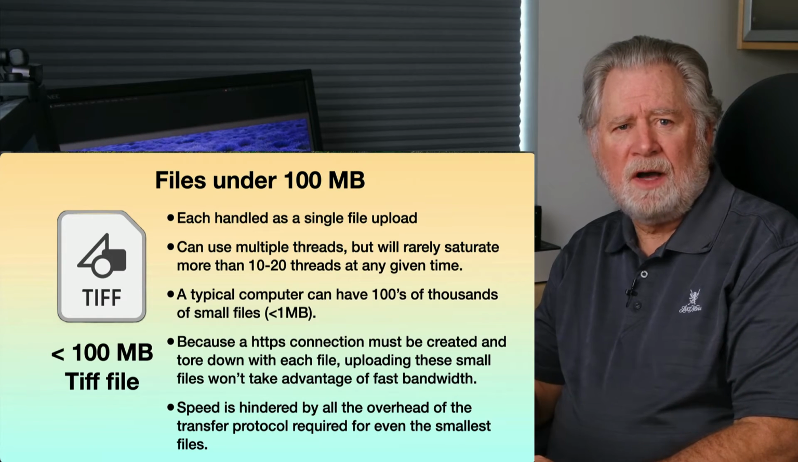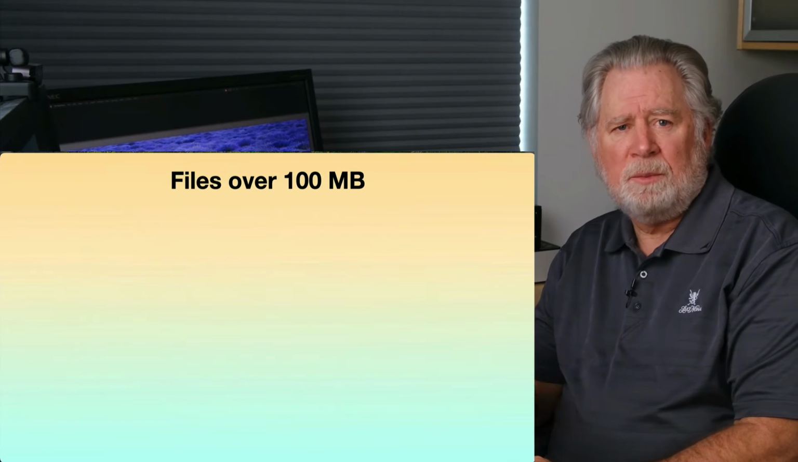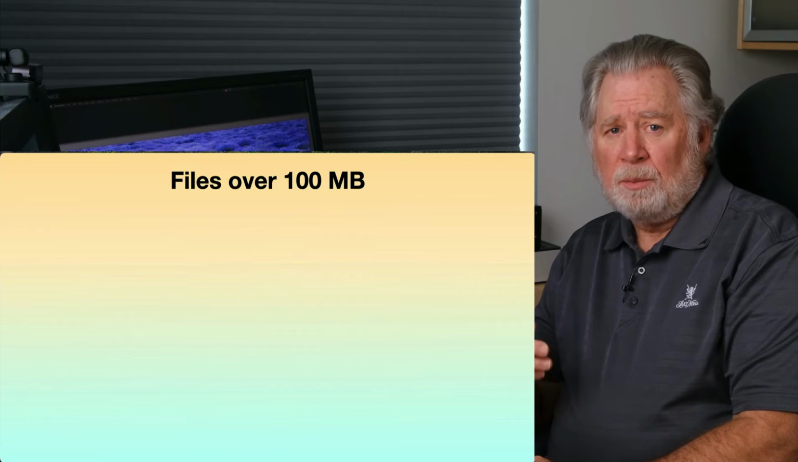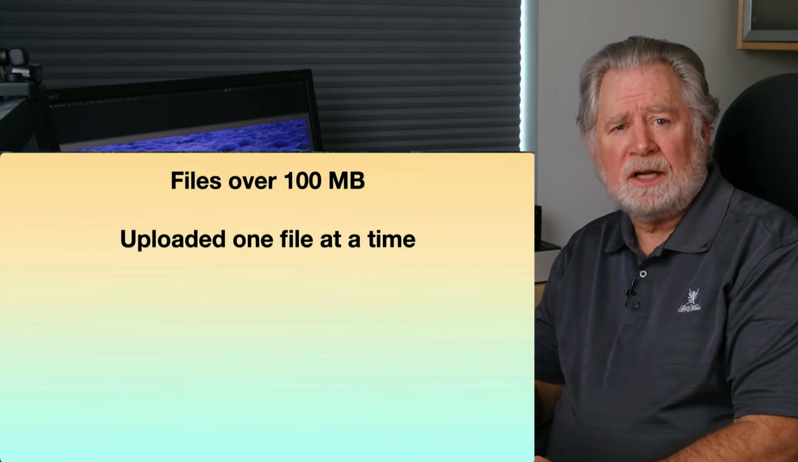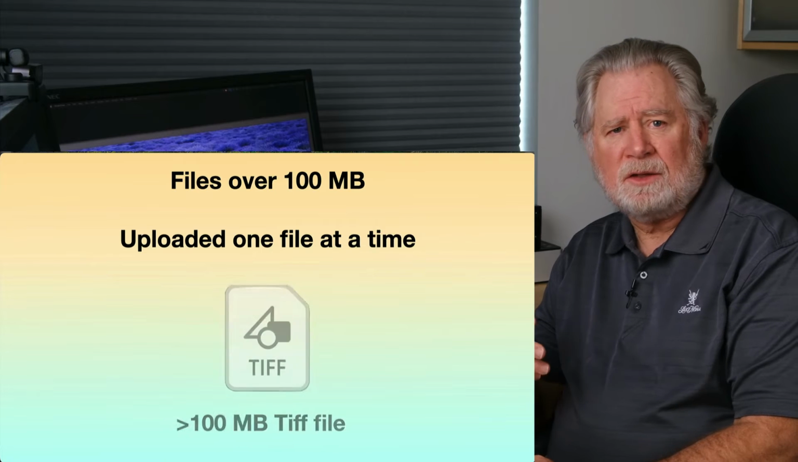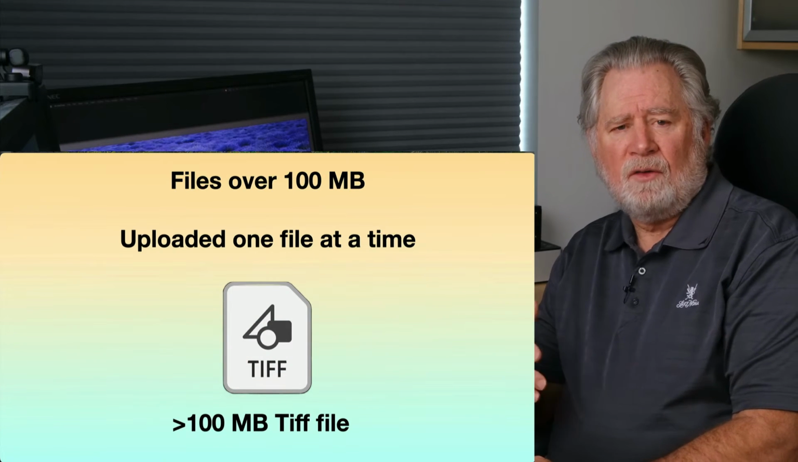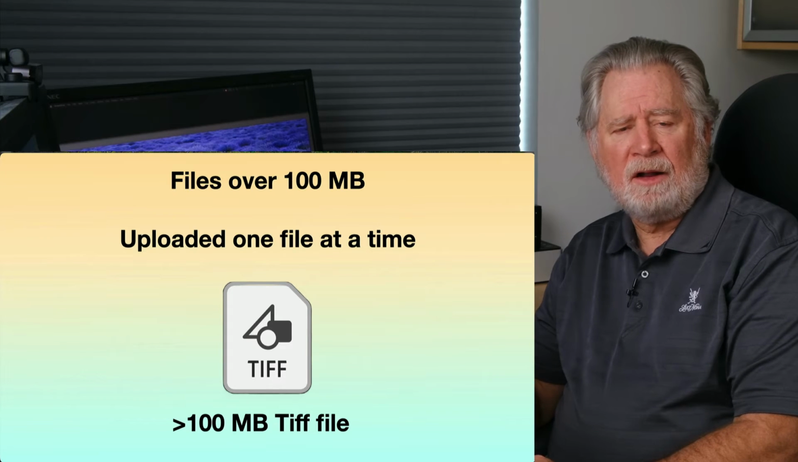Now, once we get to files over 100 megabytes, this changes the way it does things, and that's where it begins to get a little more efficient. They're uploaded one at a time, and it doesn't start the next file until one file is finished. And he mentions that's a process they're trying to evaluate, but at this point, I think that's still how it works. So if we have a file that's over 100 megabytes, it's handled a little differently.